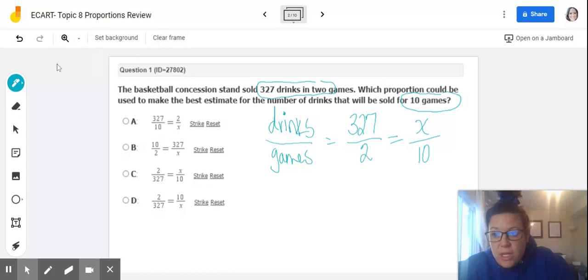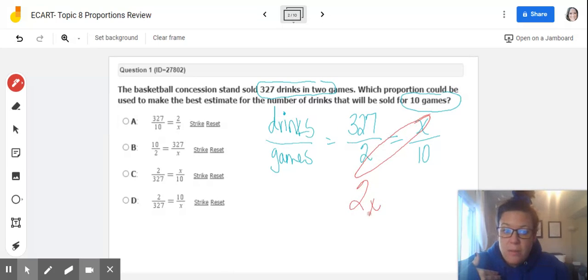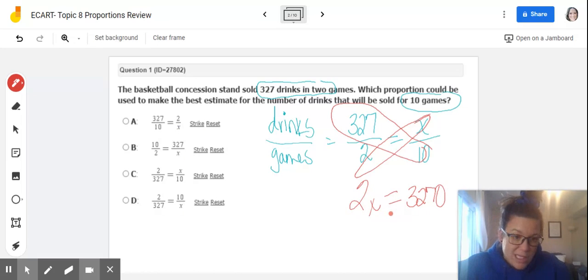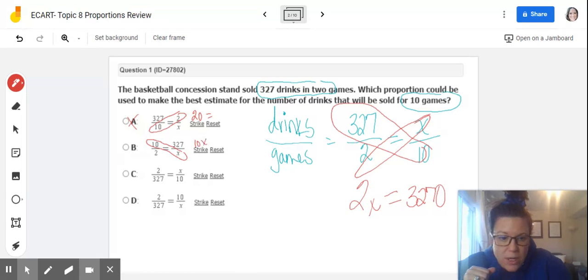So then the trick is to cross multiply. This is one way to cross multiply the one I set up, because I know that mine is right. And then 327 times 10, 3,270. And whichever one of these will cross multiply to the same thing, then it's the right proportion. So this one would give me 20 instead of 2 times x. So I know it's not A. And this one would give me 10x. So I know it's not B.